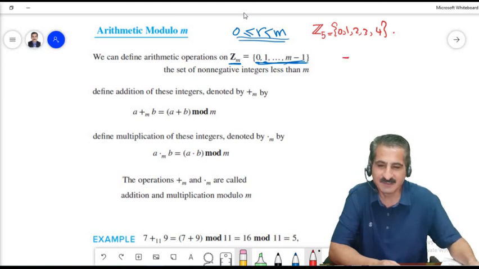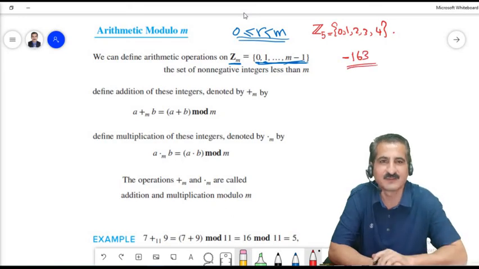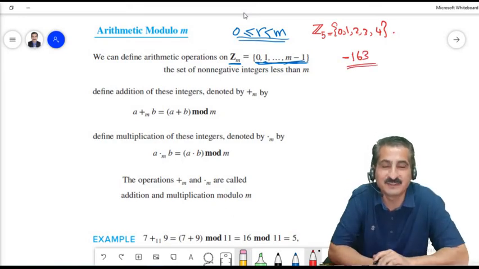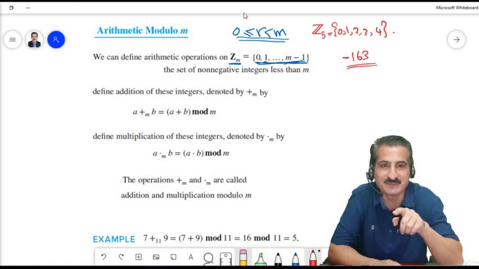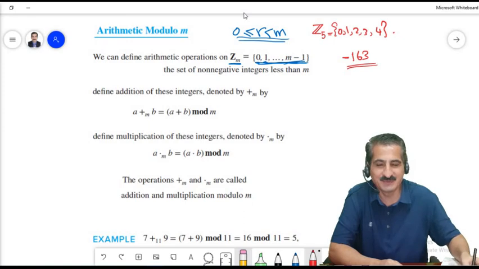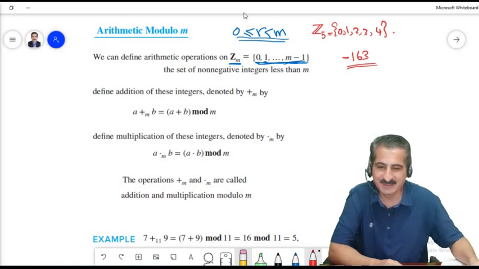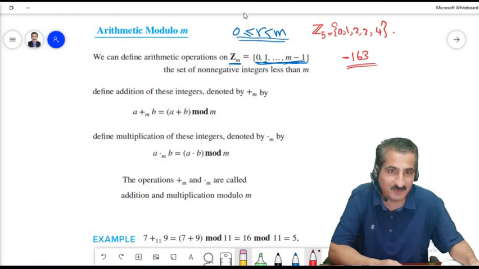Take negative 163. This is congruent to what? It shall be congruent to one of these numbers. Remember what we do? We divide this by 5, and then the remainder will be negative 3, but be careful. Then do it this way.